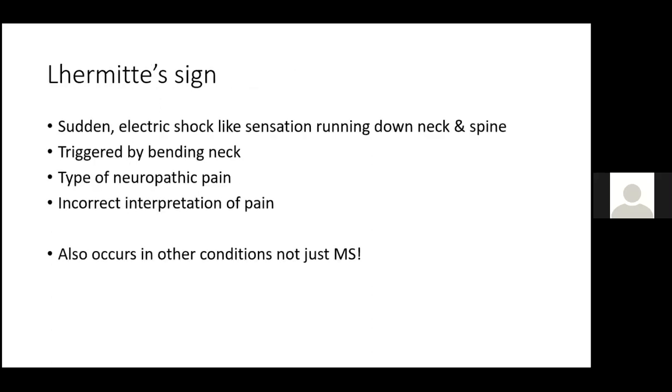Another sign we might get is Lhermitte's sign. That one is when they bend their neck, they get this electric shock sensation down their spine. It's a type of neuropathic pain, and this can occur in other things as well as MS.